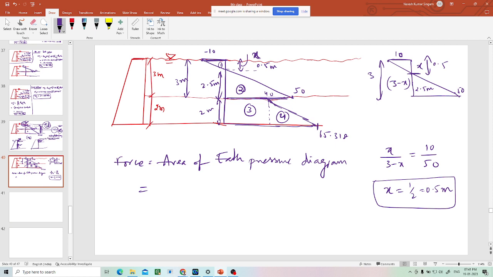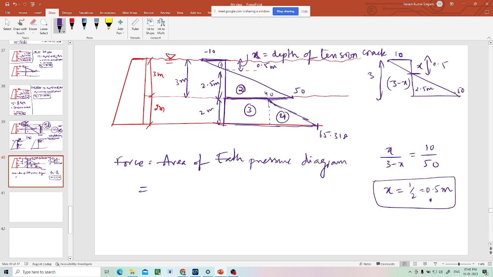This is a rectangle. What is this? This is 40 and this is 2. This is 50 and this is 2.5. Then this is another triangle, 10 and 0.5. Okay, like this. So we found out the height of the tension crack. This x is nothing but the depth of tension crack. That is how you will calculate.